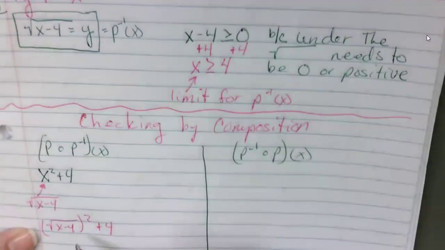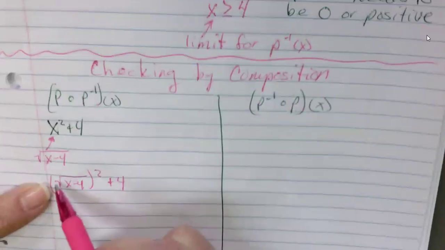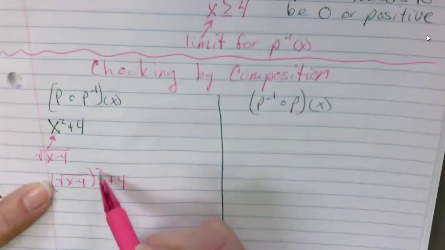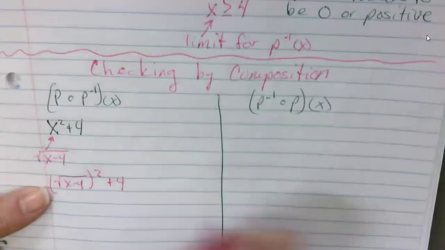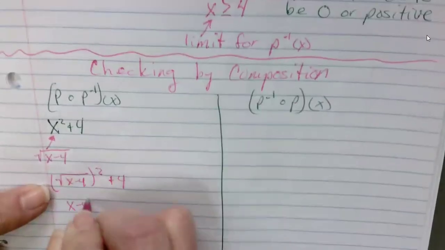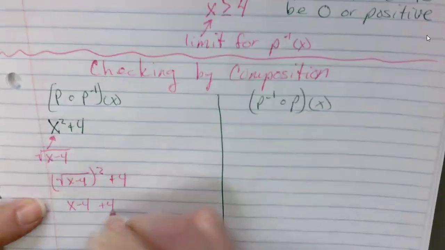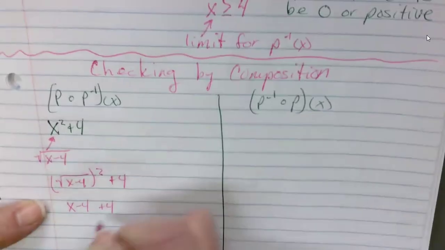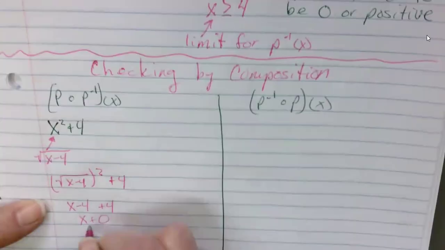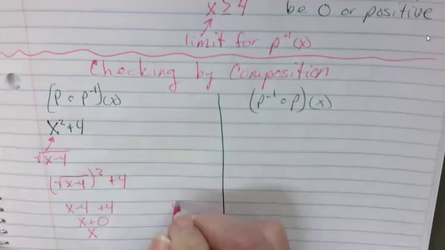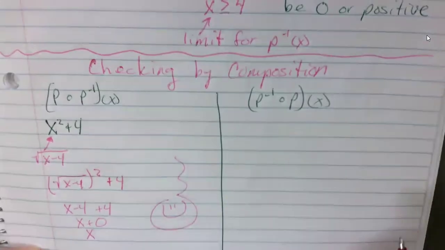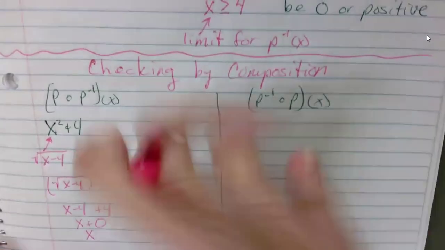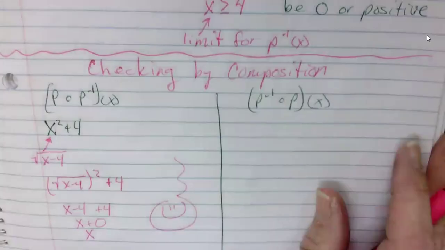Now, the beautiful thing about this is that if we have something under the square root sign, but it's squared, the square root sign and the squaring cancel each other out. So we get x minus 4 plus 4. Minus 4 plus 4 would be x plus 0. So we have x. Yay. When it turns out right, that means that we did our work correctly, that we got our inverse done correctly. And now we do it again.